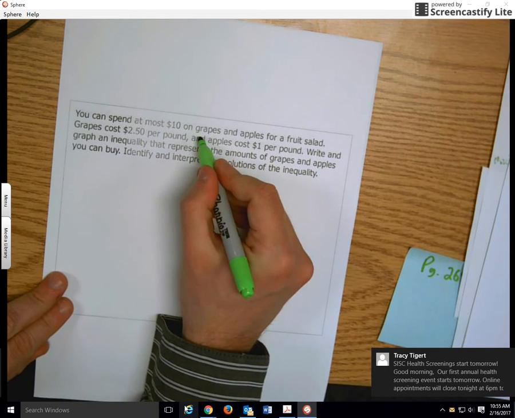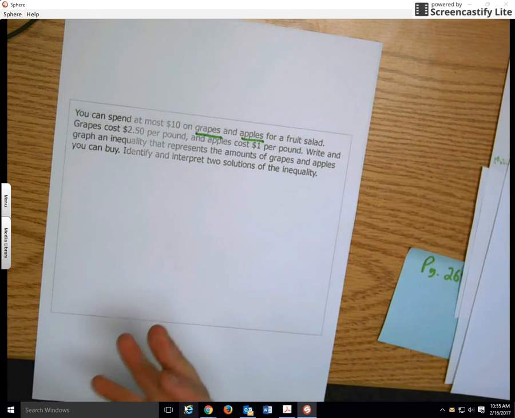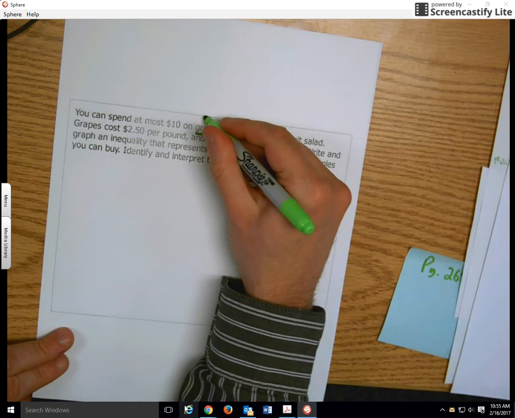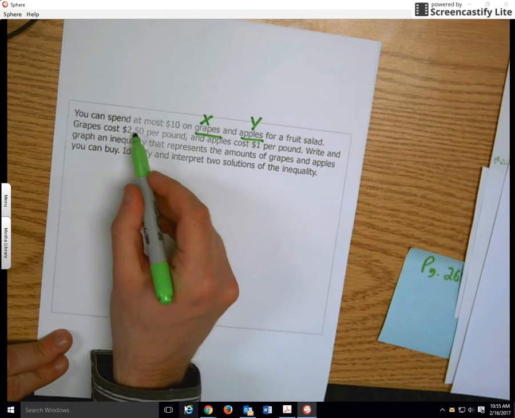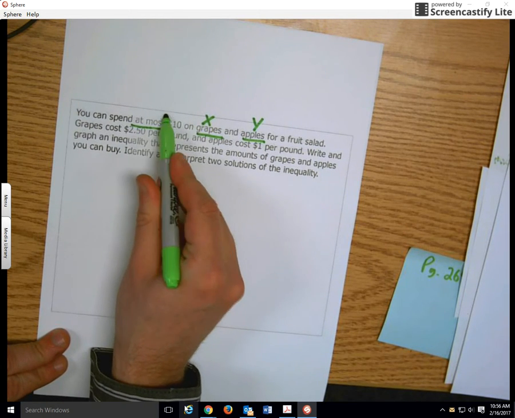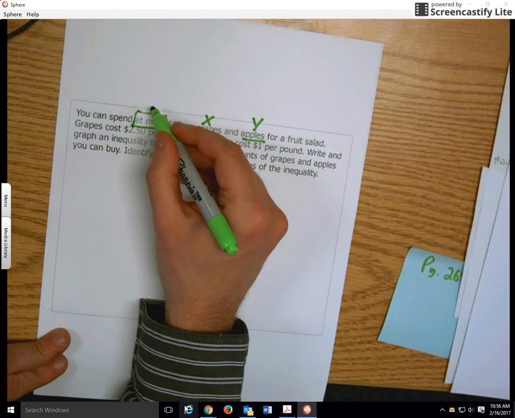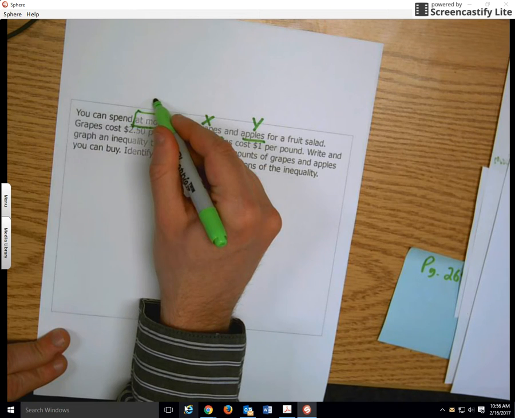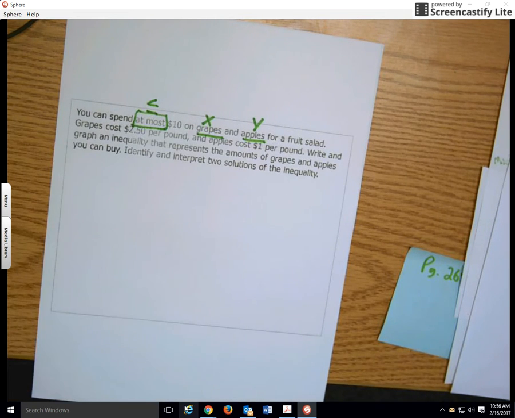So we're dealing with two things. We're dealing with grapes and we're dealing with apples. So we know we're dealing with two things that are kind of unknown. So we can call the grapes X, and we can call the apples Y. And it says at most. At most is an inequality. It's like a big key. This is an inequality. And so we know that at most means is less than or equal to.